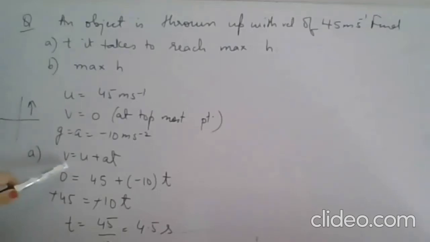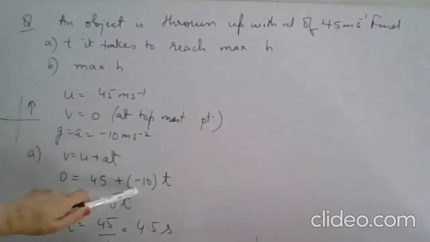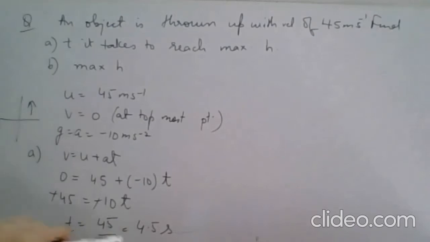We use the first equation, v is equal to u plus at. Topmost point पे v 0 है, u is 45 given in the question, a is acceleration due to gravity here, so minus 10, t is to be calculated. So arranging the terms, I get time it takes to reach the maximum height is 4.5 seconds.